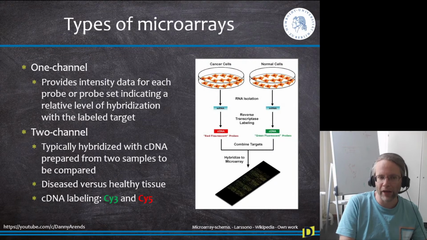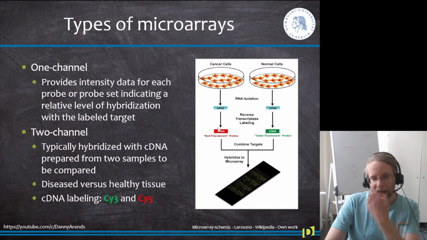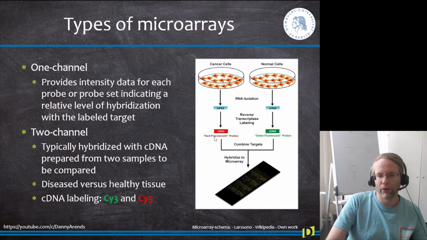If we look at two-channel arrays, those are arrays on which you hybridize two samples together. That's what we see here on the side. We see, for example, we have cancer cells, which we grew in culture. We have normal cells, which we grew in culture. We isolate the RNA. Then we take the RNA and make cDNA using reverse transcriptase, and we label the cancer samples red, and we label the healthy normal tissue cells green.